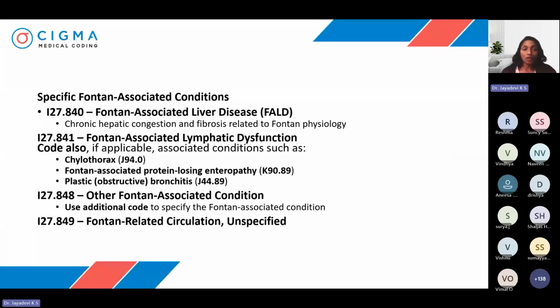The specific codes for these: I27.840, that is Fontan-associated liver disease. I27.841 for Fontan-associated lymphatic dysfunction. Here also you have to check whether chylothorax, Fontan-associated protein-losing enteropathy, or plastic bronchitis is mentioned or not. If they are mentioned, you have to code them separately along with the primary code. I27.848 is other Fontan-associated condition. Here also you have to code additionally the specific Fontan-associated condition. Now, I27.849 is Fontan-related circulation, unspecified.